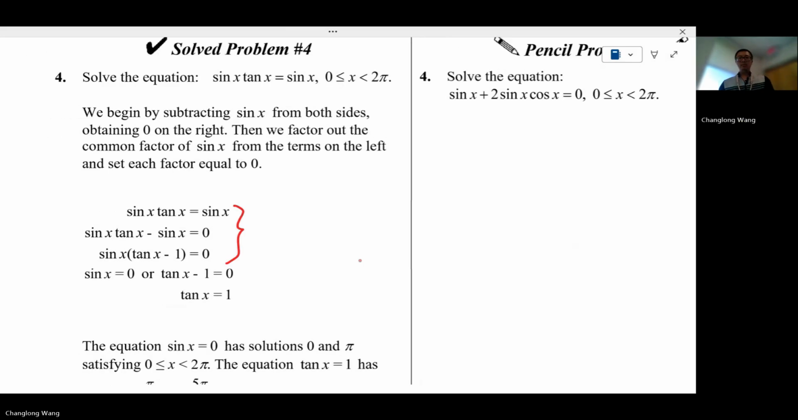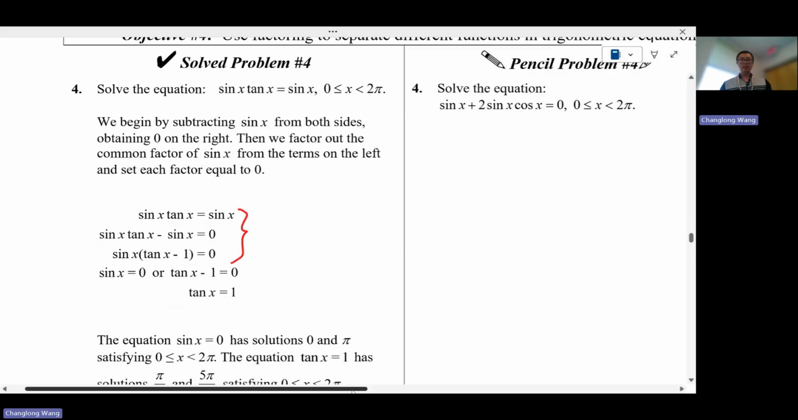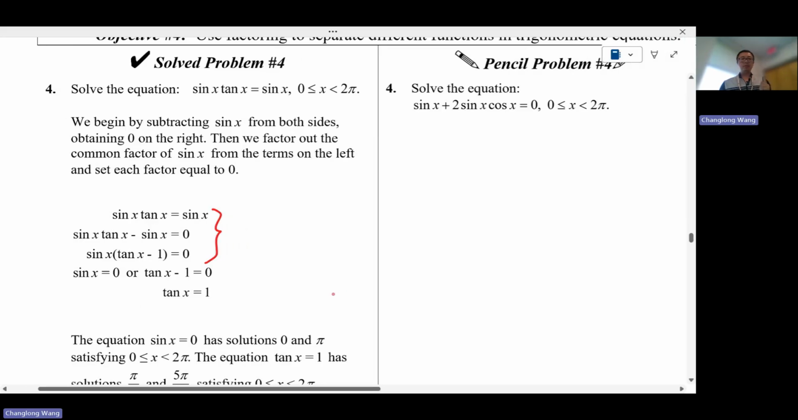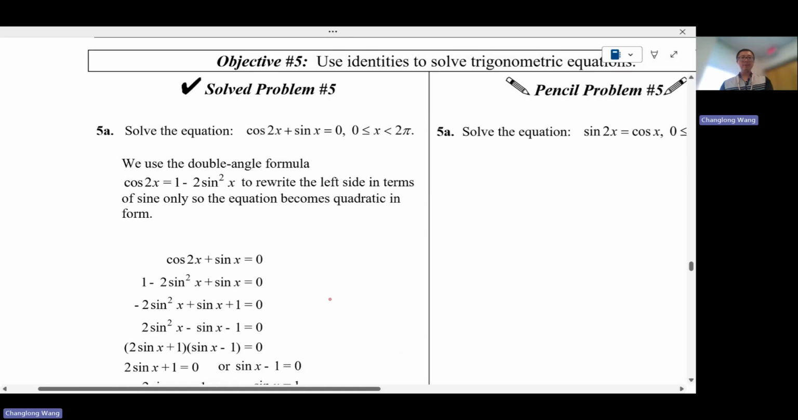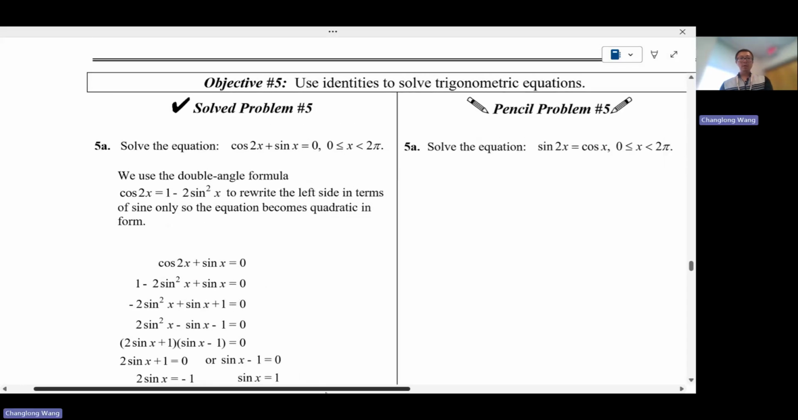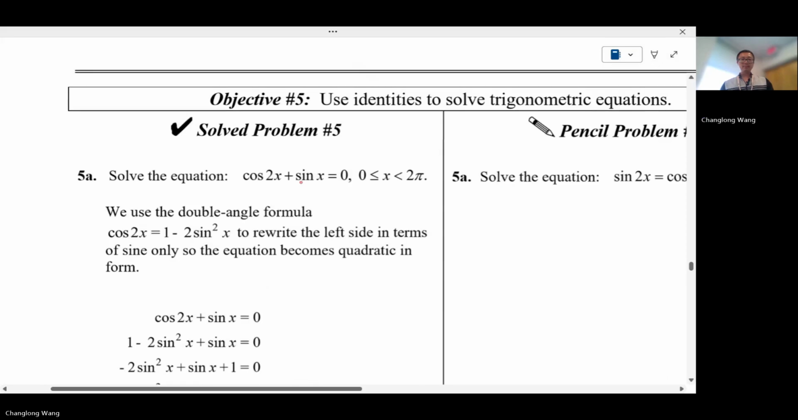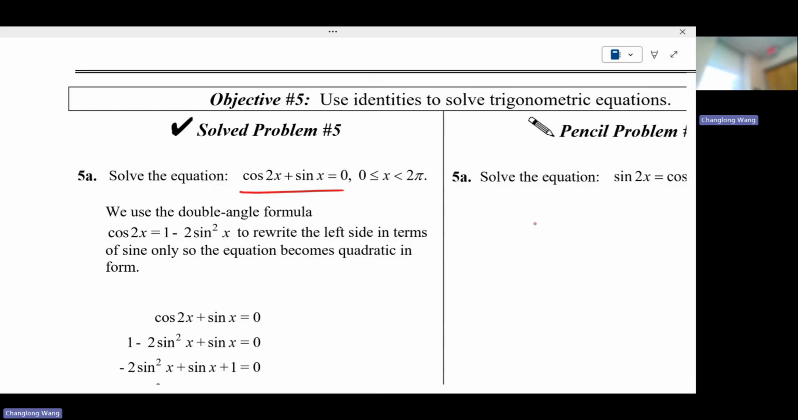So again, do try number 4 over the weekend. One more, I promise. Only one more they have to do in this packet, which is 5A. But look at 5A. The equation is: cosine 2x plus sine of x equal to 0.